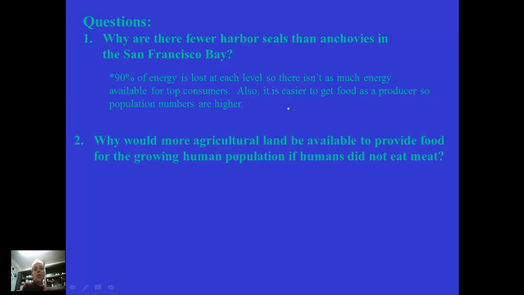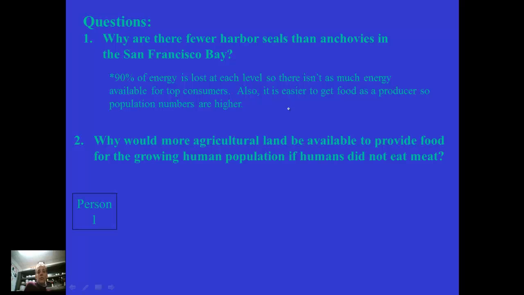So why would more agricultural land be available to provide food for the growing human population if humans didn't eat meat? If we were herbivores instead of omnivores or carnivores, why would more agricultural land be available?